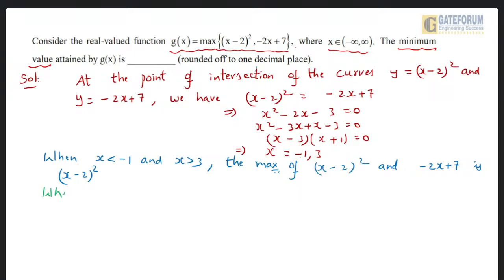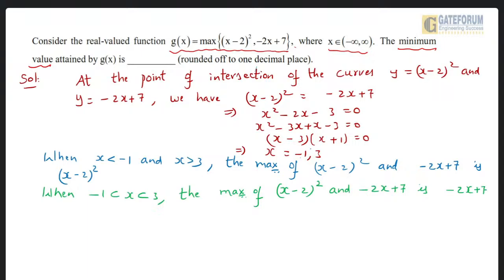When x takes the other values, minus 1 less than x less than 3, between minus 1 and 3, take any x value. Let us take x equal to 0. 0 lies between minus 1 and 3, yes. Substitute here. 0 minus 2 whole square is 4. Here minus 2 into 0 plus 7 is 7. 4 comma 7, which is maximum, 7. So the corresponding function minus 2x plus 7 is maximum. The maximum of (x minus 2) whole square and minus 2x plus 7 is minus 2x plus 7.